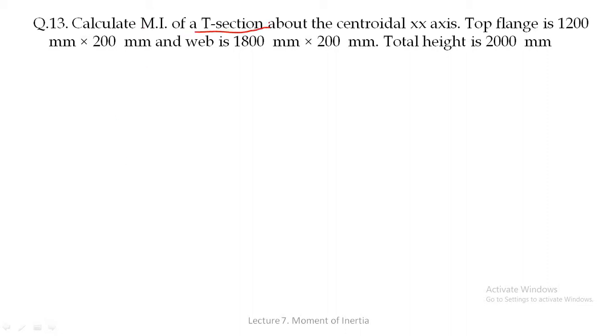So first we should know what is the exact section. Here the section is the T section. T section is the section which resembles a T in its shape. It will look like a T. Of that we have to calculate its centroidal x-axis moment of inertia. Now here what is given? The top flange is 1200 mm into 200 mm and web is 1800 mm into 200 mm.